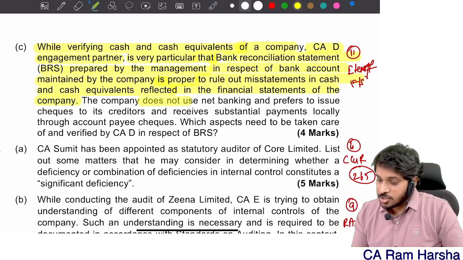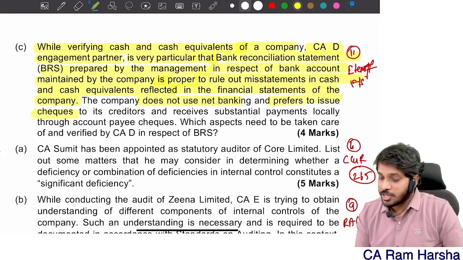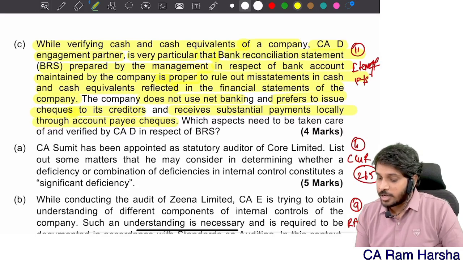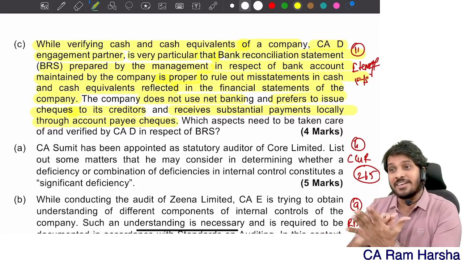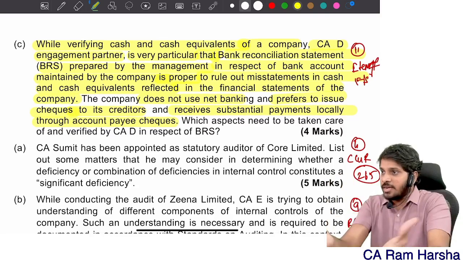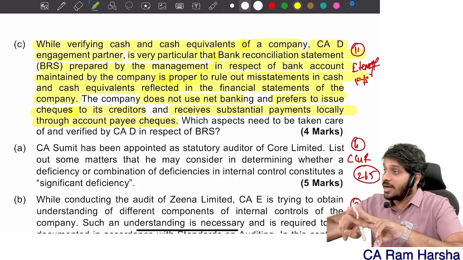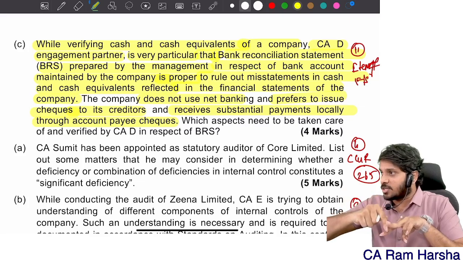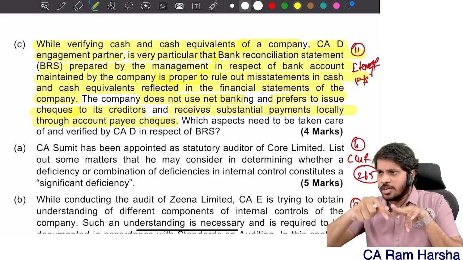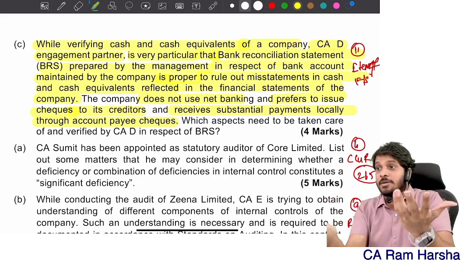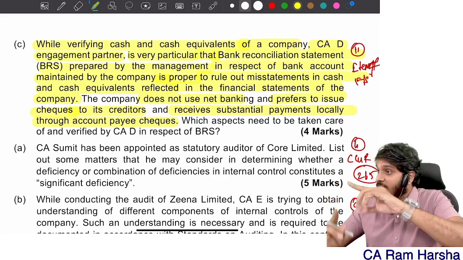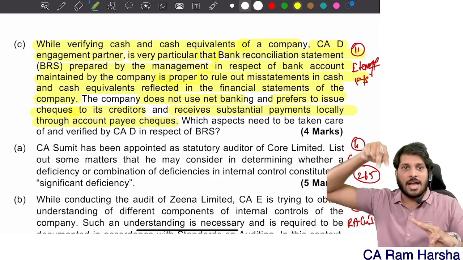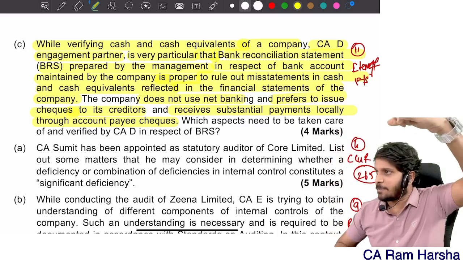The company does not use net banking and prefers to issue checks to its creditors and receive substantial payments locally through checks. So they're not using net banking to have an instant settlement. Checks are issued manually, checks are collected manually, where the moment you receive a check, you account in books of accounts. The moment you issue the check, you account in books of accounts. But ultimate settlement might be on a different date, because of which there should be a reconciliation between the bank book as per books and the bank book as per the bank account.